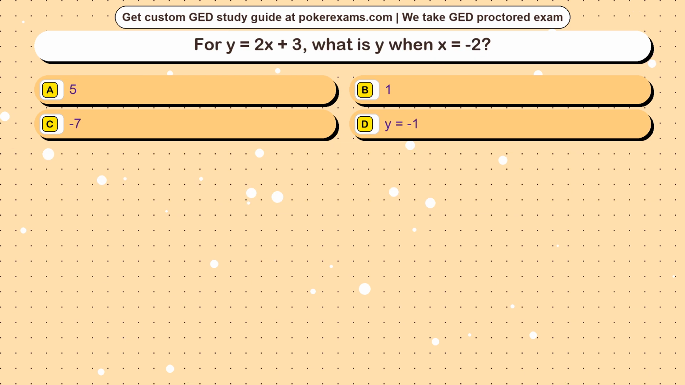Question 11. For y equals 2x plus 3, what is y when x equals minus 2? Option A, 5. Option B, 1. Option C, minus 7. Option D, y equals minus 1.